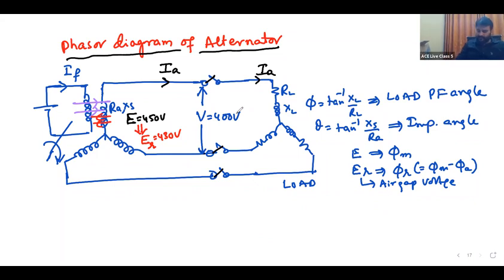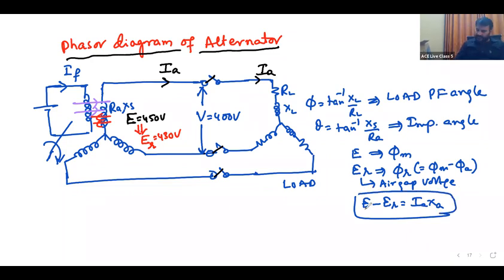So I can draw the drop like this. E minus ER. E, no load condition, 450; ER, 430. Now can I say E minus ER is equal to IA into XA drop? Yes, IA into XA drop.